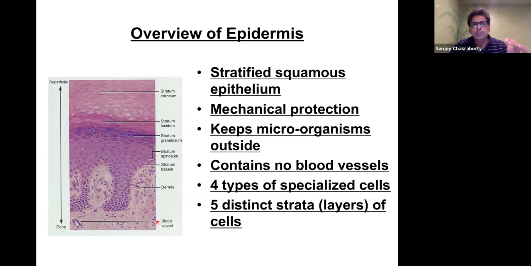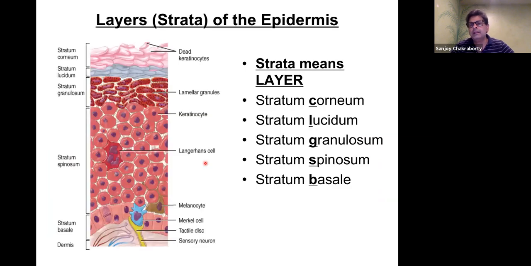Strata means layers. So the bottom one is stratum basale, or stratum basal, or some books will call it stratum germinativum. Then the next layer, which is a huge layer actually, is called stratum spinosum. Then the layer called stratum granulosum. Then the clear layer, called stratum lucidum, and then the cornified cells called stratum corneum. So from the bottom to the top, these are the layers.